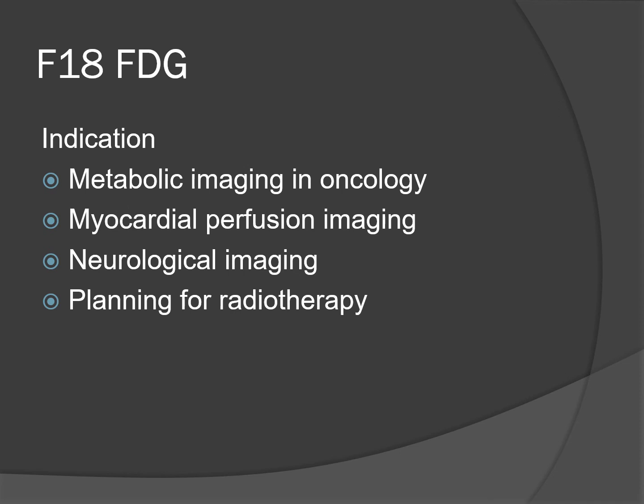Okay, like I said, the fluorine-18 FDG, fluorodeoxyglucose, will mimic the glucose metabolism. So for the oncology imaging, the theory behind it is because the cancer has the ability to multiply 4 to 8 times more compared to normal tissue. So we use the glucose metabolism to detect if there is any increased uptake in the cancer cell. The indication is mostly oncology, and then sometimes we can use it for myocardial perfusion imaging, neurological imaging, and planning for radiotherapy.